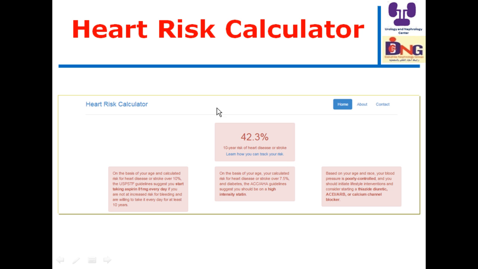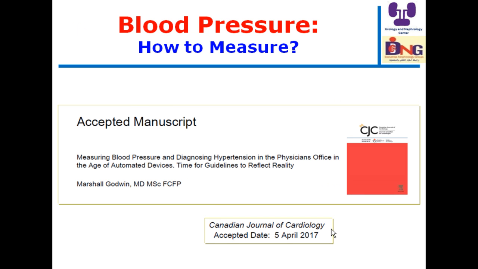And you will find within the calculator advice toward using aspirin, high intensity statin for this patient, and the lines of treatment including thiazide diuretics, ACE inhibitors or ARBs, or calcium channel blockers. All these are good facilities to stratify the patient to start with. One important point is how to measure blood pressure, because it is very difficult to stabilize the environment within a research during the real clinical practice.